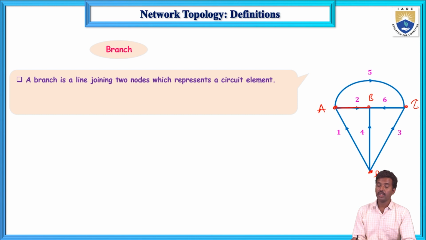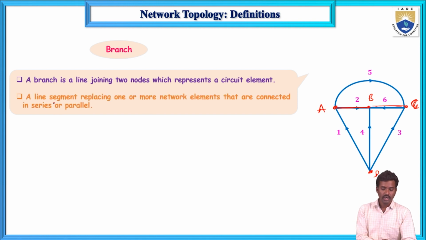This is AB joining two points, that is 2, and the line joining A and D nodes, that is 1. The line joining C and D nodes, that is branch 3, and the line joining B and C, that is 6th, and the line joining A and C, that is the 5th branch. And next, a line segment replaced by one or more network elements that are connected in series or parallel.